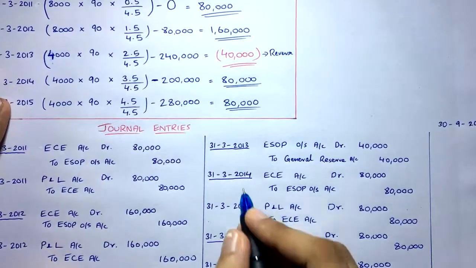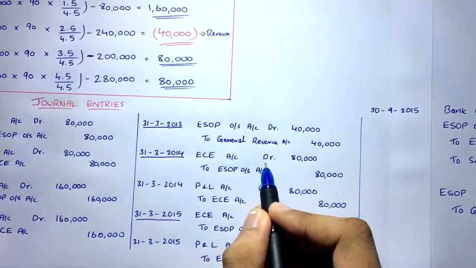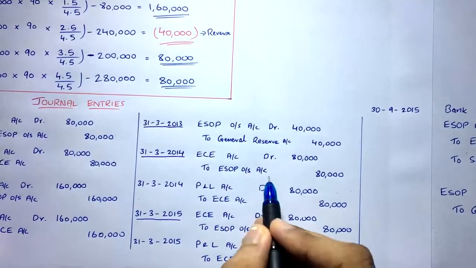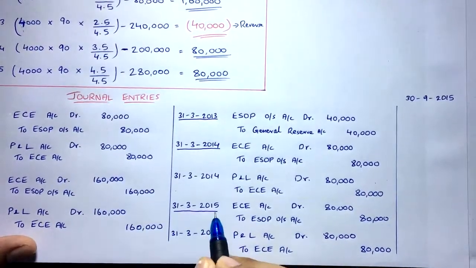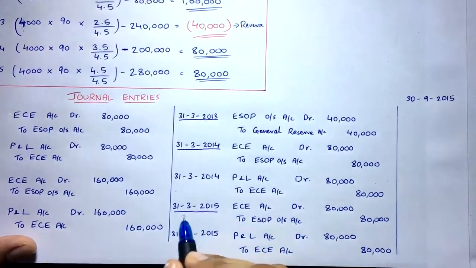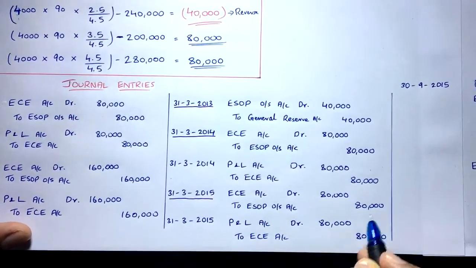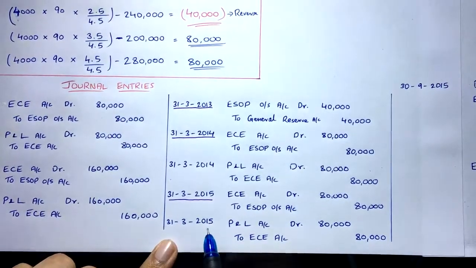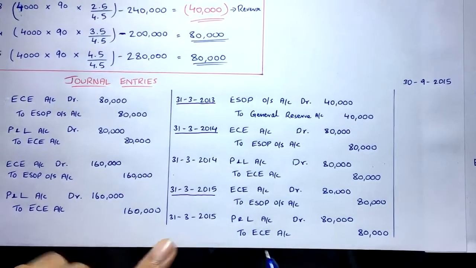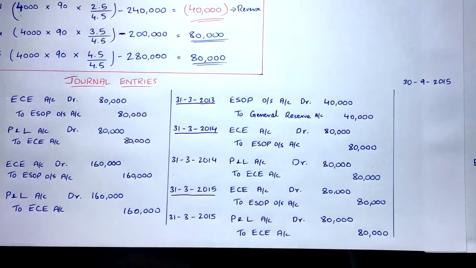2014 year, again the same thing that you did over here. Employee compensation expense account debit 80,000 to ESOP outstanding account 80,000. How 80,000? See here, calculation. Then we got 2015 here, transfer to profit and loss. And then in 2015 again the same thing, employee compensation expense account debit to ESOP outstanding 80,000. And then what do you do? Transfer to profit and loss. 31st March 2015, profit and loss account debit 80,000. Debit the profit and loss account and transfer the employee compensation expense to profit and loss.